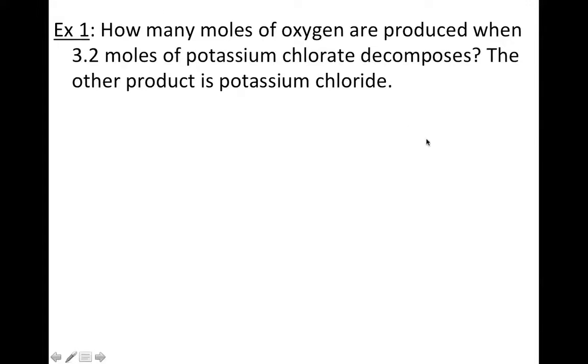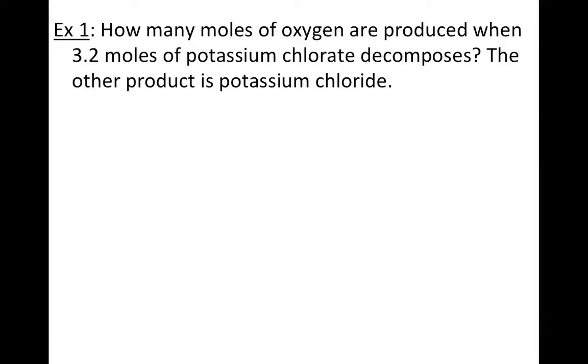So here's an example. How many moles of oxygen are produced when 3.2 moles of potassium chlorate decomposes? The other product is potassium chloride. Okay, so they're making us do all the work and they're making us come up with the reaction ourselves. So pause the video, you know the drill, pause the video, balance the reaction, come up with what you think it is because this is practice. You got to be able to do this. So unpause this when you're done.